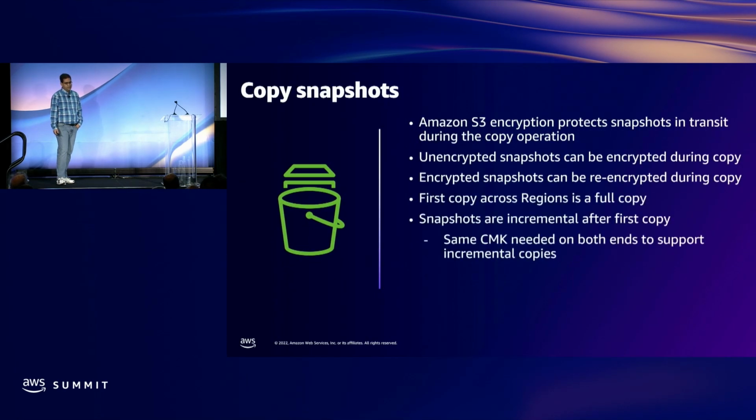Let me just build this out. So in copy snapshots, Amazon S3 encryption protects the snapshots in transit during the copy operation. Unencrypted snapshots can be encrypted during the copy. You can also change your key. As you would expect, the first copy is always a full copy. Subsequent copies are incremental. If you have an encrypted snapshot, then you need the same CMK across both accounts in order to copy the snapshot as an incremental.